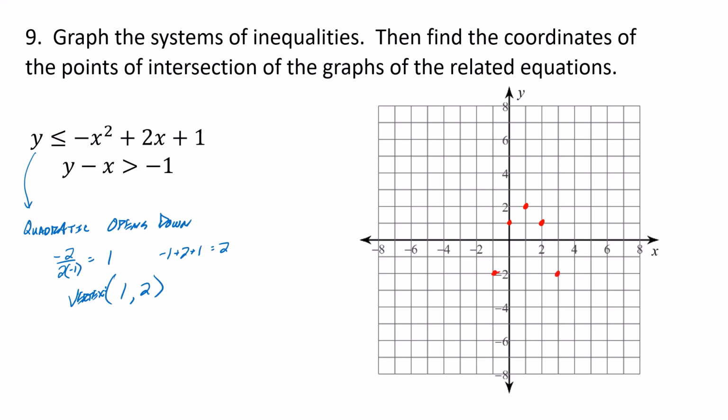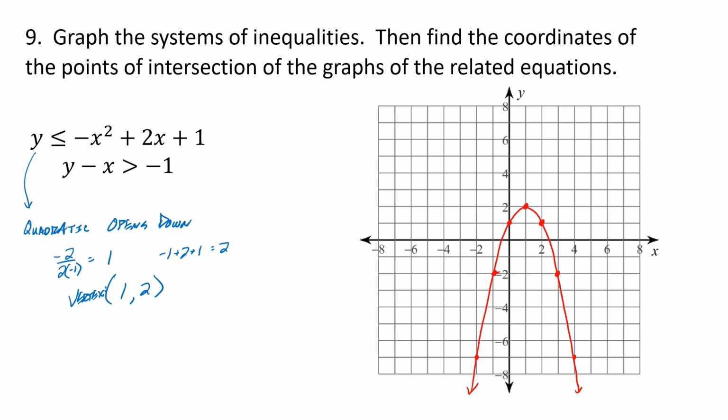Down 1, 2, 3, 4, 5, out 1 each direction, and there we go. We've got any and all points that we could have fit on this grid plotted, which may help with identifying points of intersection for the end of this question, since it does have that secondary part. But again, I know it's a solid line because of the or equal to, just to reiterate that.